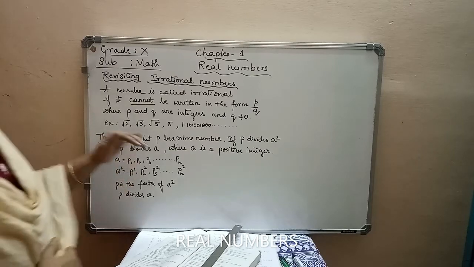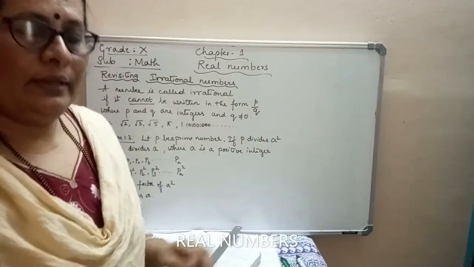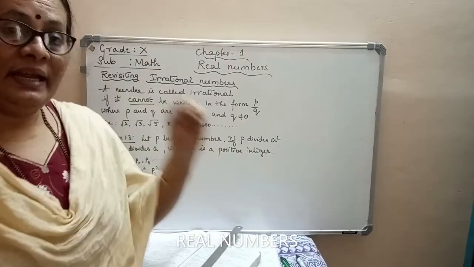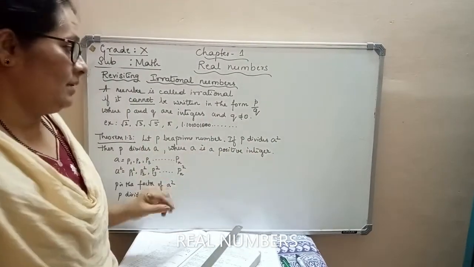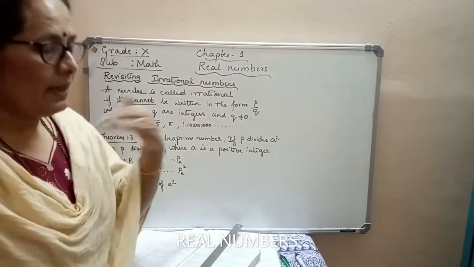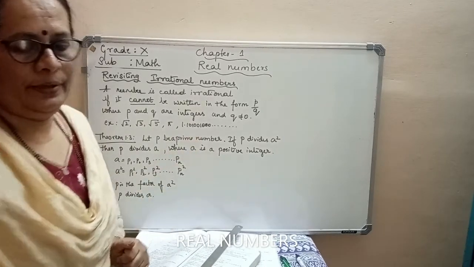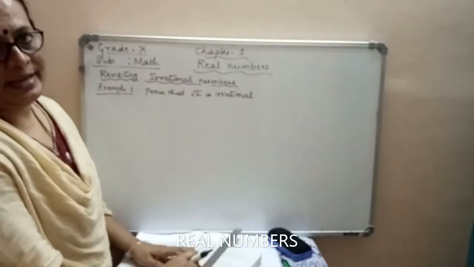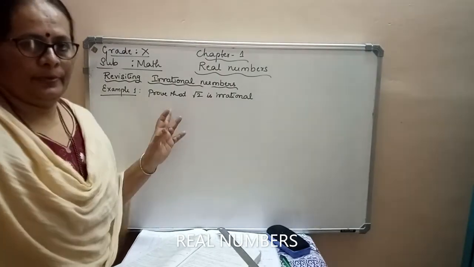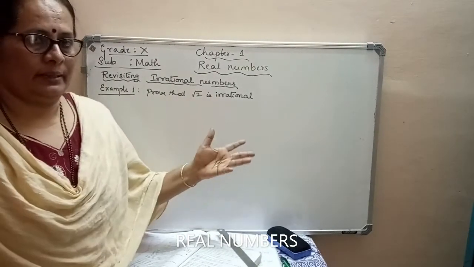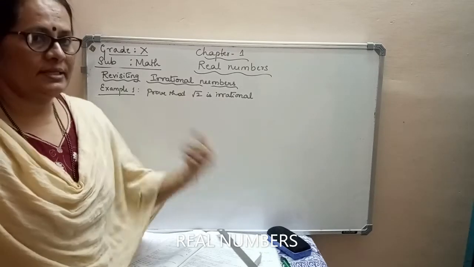So the first theorem we are going to use is: let P be a prime number. If P divides A square, then P divides A also. This theorem will apply in this proof. The first example is: prove that root 2 is irrational. You know that it is irrational, and now we are using the first statement here.